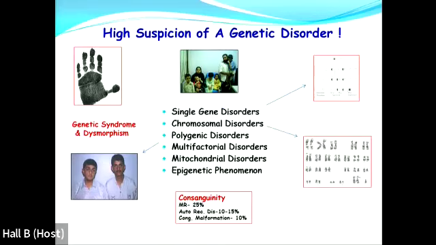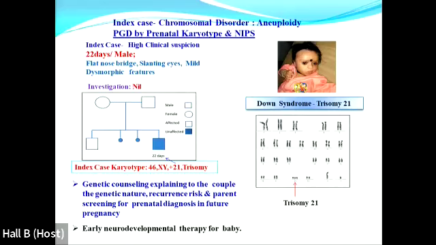So as I said, when there is a high suspicion of a genetic disorder, it is very well described. You will divide the suspected genetic condition into whether it's single gene, chromosomal, polygenic, or multifactorial. And based on that, you will choose your test, right? Of course, pedigree charting is very, very important, and you will also find out whether it was inherited or not.